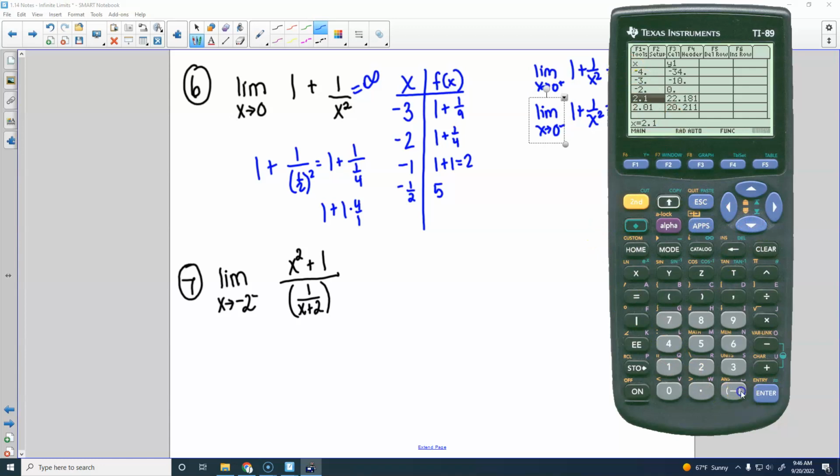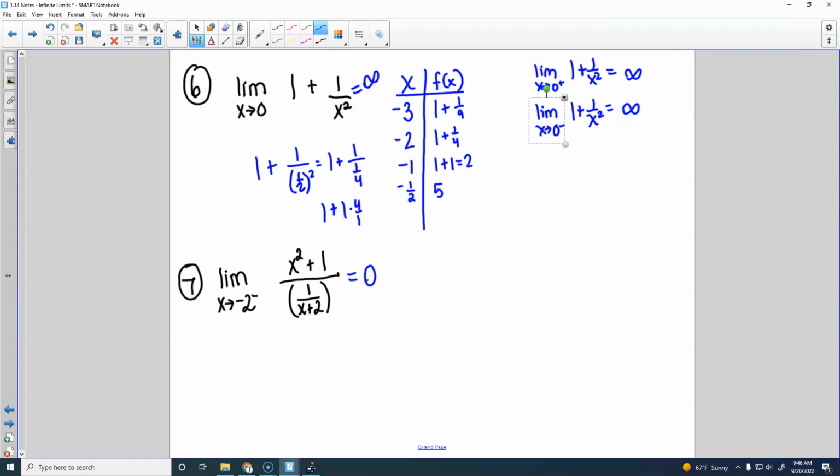So if you do like -2.1, -2.01, -2.0001, you can see there your values are getting close to 0. So that sort of confirms what you see from the graph. So you would just say 0 for that. So that one actually just ends up being whole.